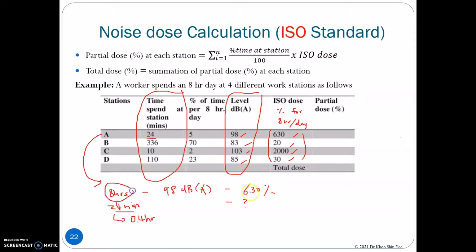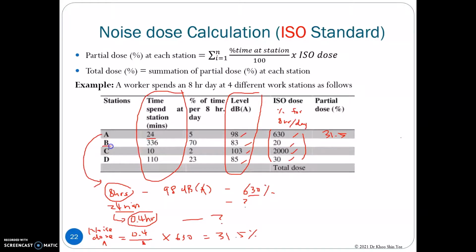So 8 hours, you obtain 630% of the noise dose, and 0.4 hours give you how much noise dose? So we can take the 0.4 divided by 8 and multiply it with the 630 in order to obtain the noise dose at station A. After performing the calculation, you should obtain the noise dose at station 1 equal to 31.5%. Therefore, you can substitute it inside the table here.